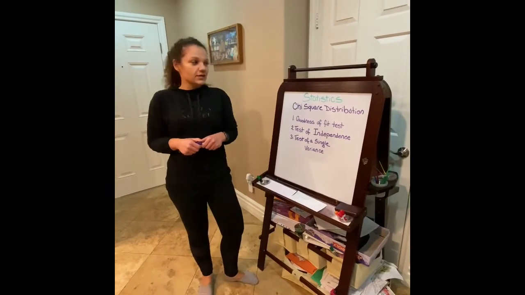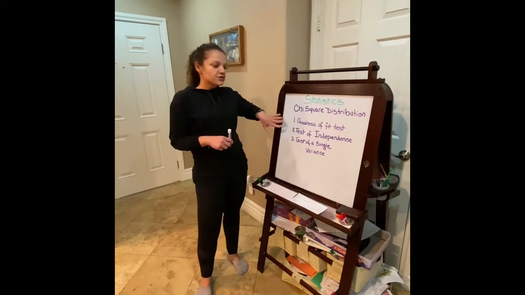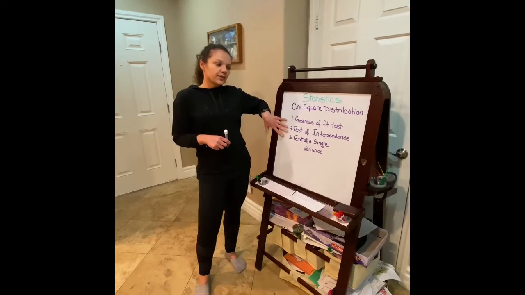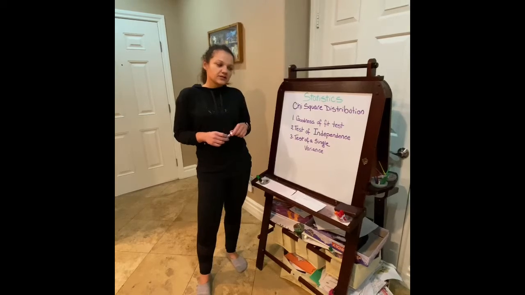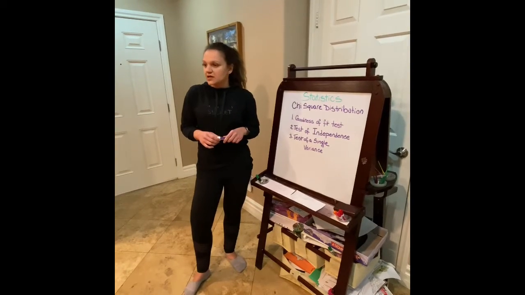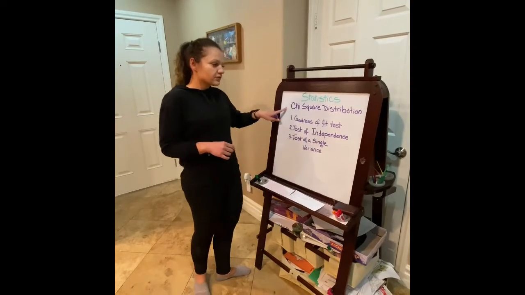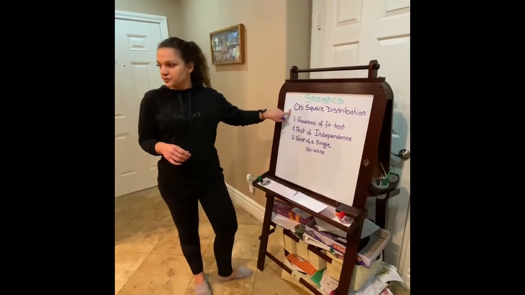I'm Clara and today we're going to learn about chi-square distribution. There's three categories that we're going to learn about. The first one is the goodness of fit test, test for independence, and test of a single variance. Today we're going to learn about the goodness of fit test, and this is the first one in the chi-square distribution.